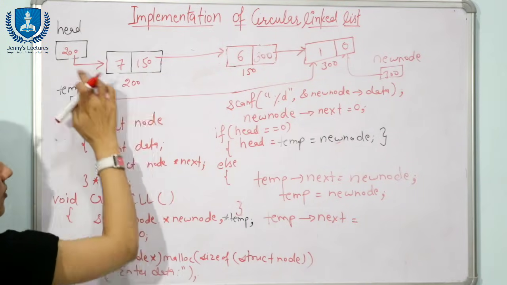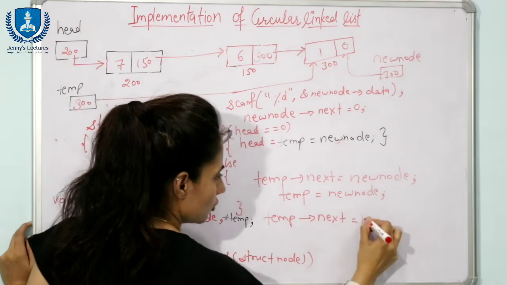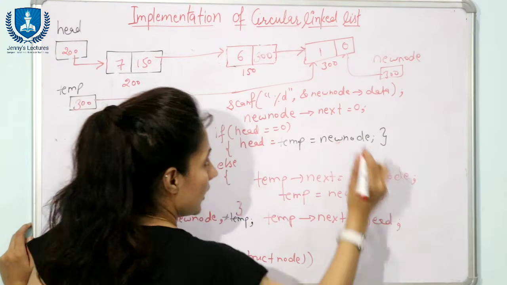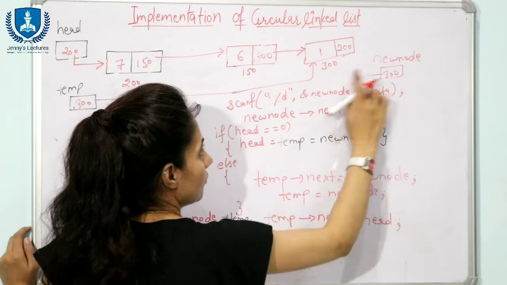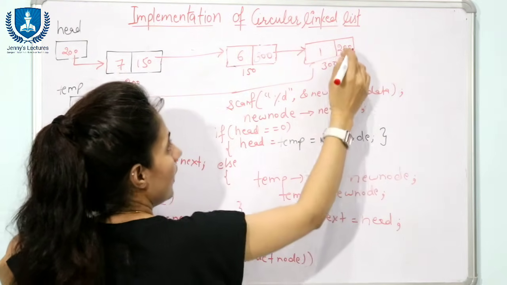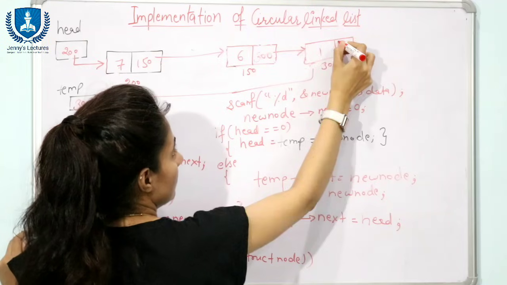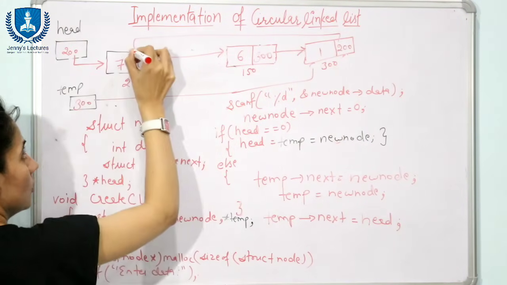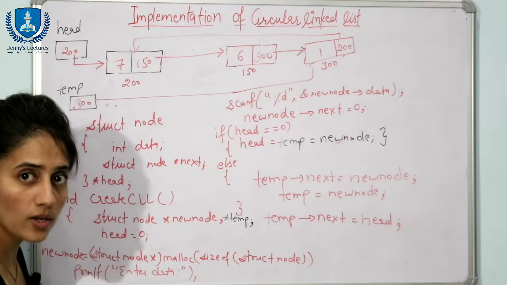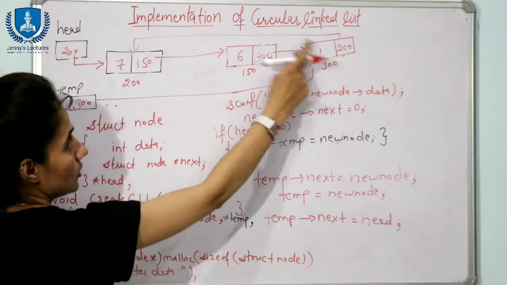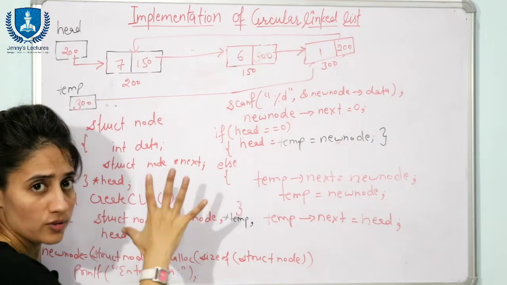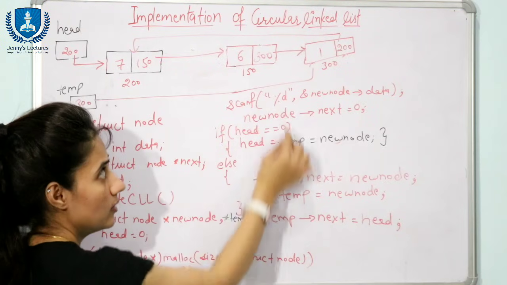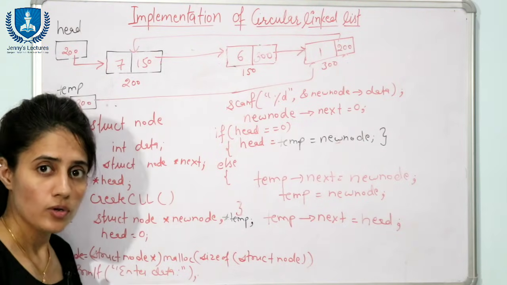Temp of next is equal to, I want to store here this 200. From where can I get this address? In head we have 200. So here I can write head. So now it is having 200, fine. And now this node is pointing to this one. And now this is a circular linked list. See, as you can see, only this line you have to add in this code of single linked list creation to make it a circular linked list.